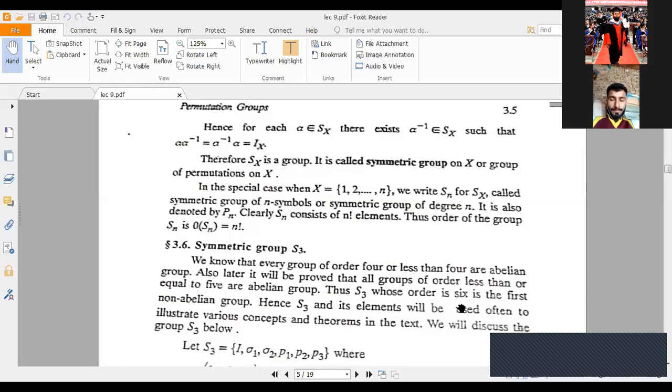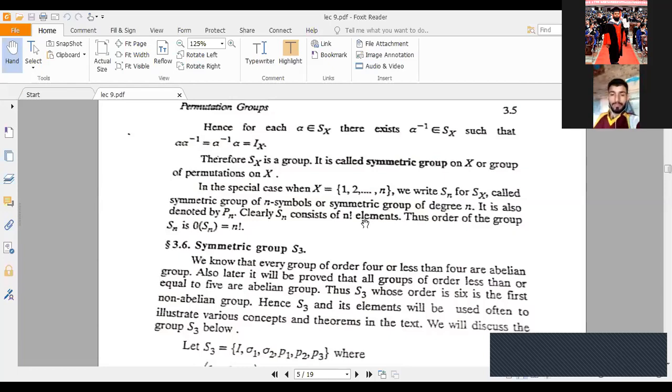Now in a special case, when X equals n, we write Sn for X. Sometimes we also write X sub n in place of A sub X, and it is called the symmetric group of n symbols. N symbols means the total number of elements present in X, or symmetric group of degree n. It is also denoted by Pn. Clearly Sn consists of n factorial elements. If X has 3 elements, then A sub n must have 3 factorial permutations. It means the total number of elements in A sub n is 3 factorial.